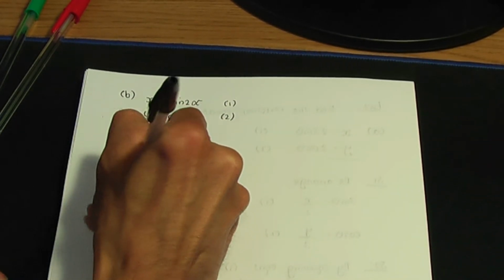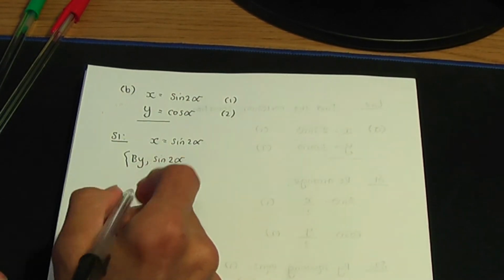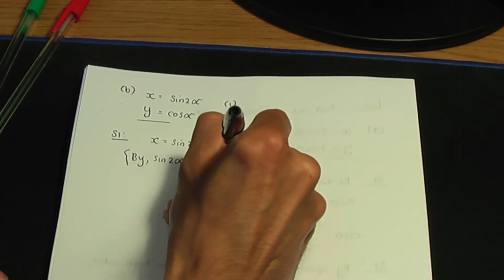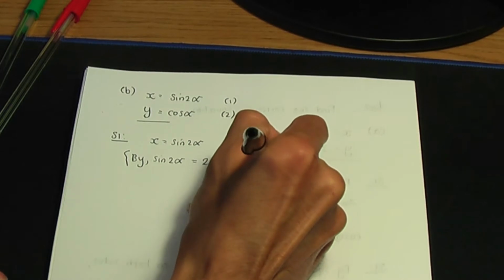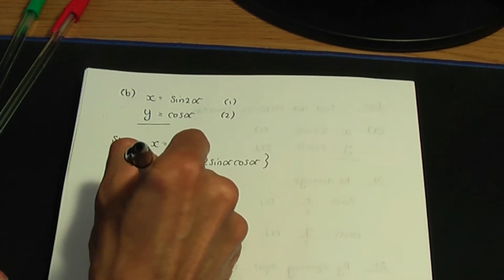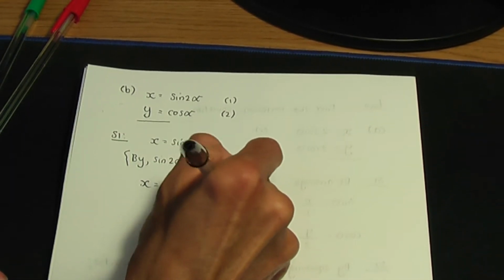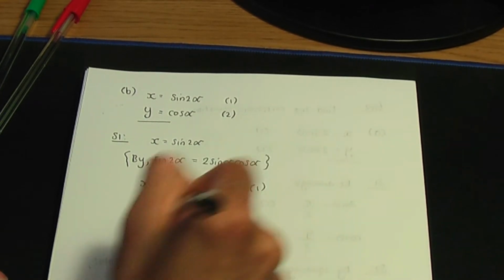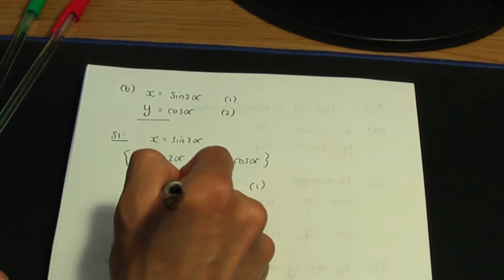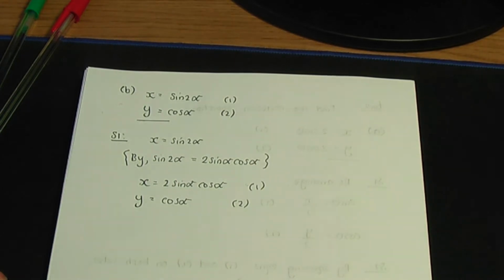But if I use the double angle formula for sine, if you remember, sine 2 alpha is 2 sine alpha cos alpha. I can rewrite equation 1 as x is equal to 2 sine alpha cos alpha, and equation 2, let me keep it as it is, y is equal to cos alpha. So let me keep it as it is for now.